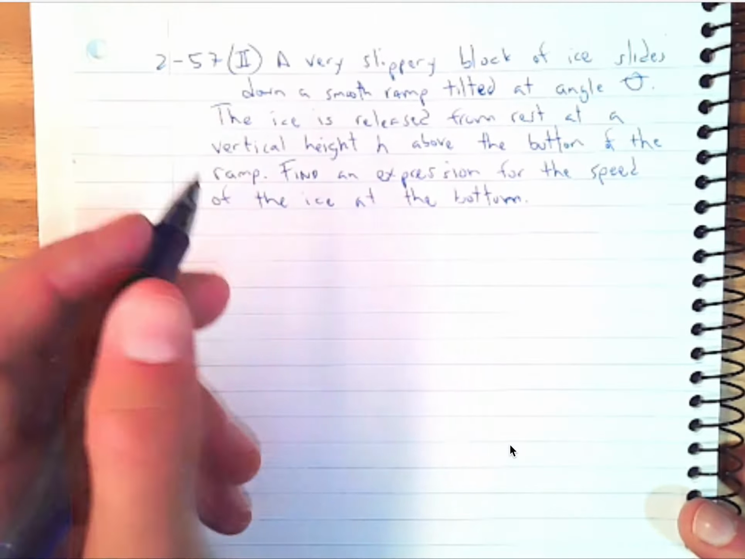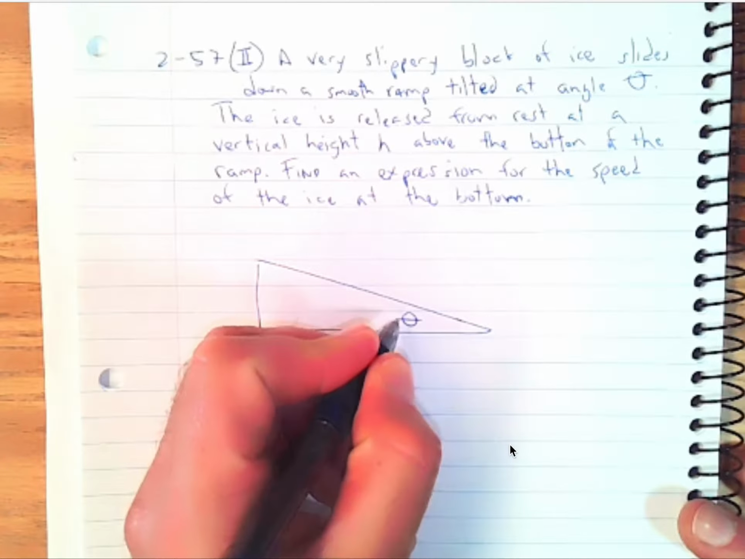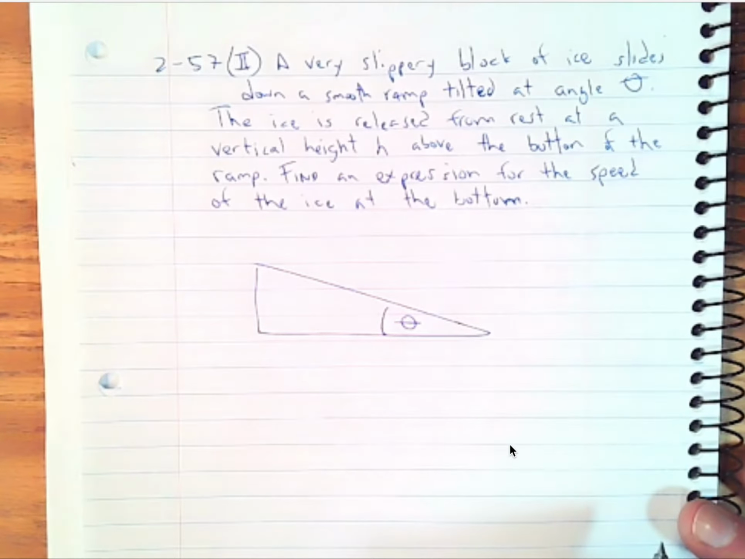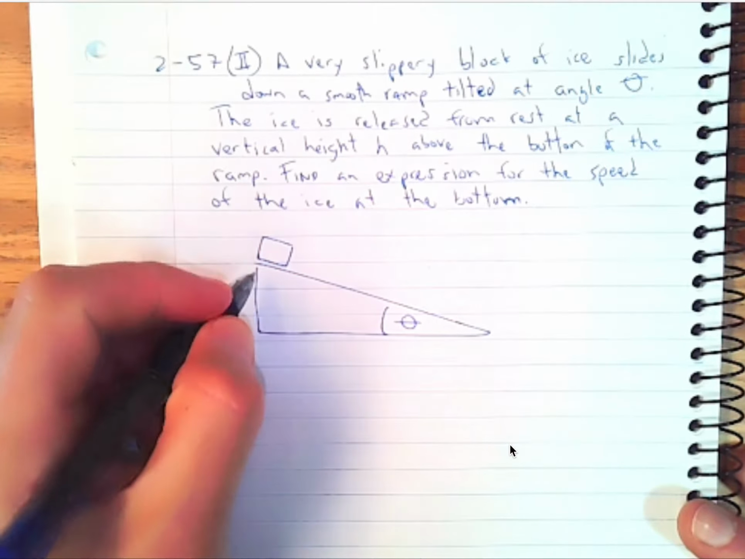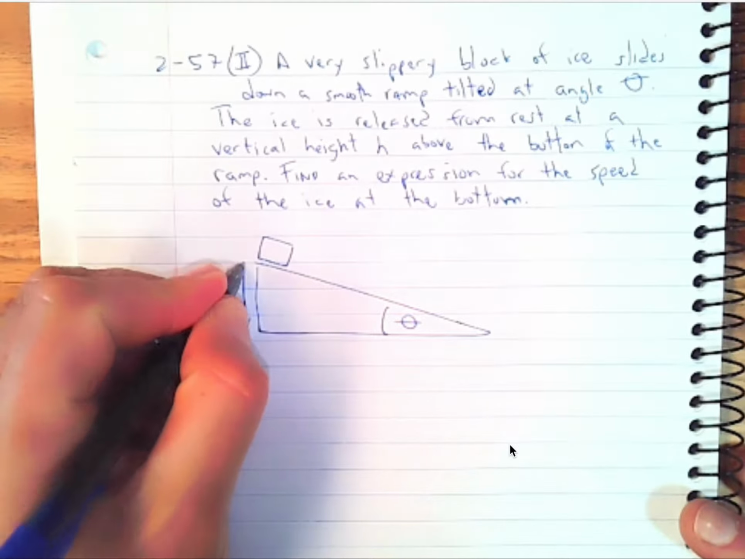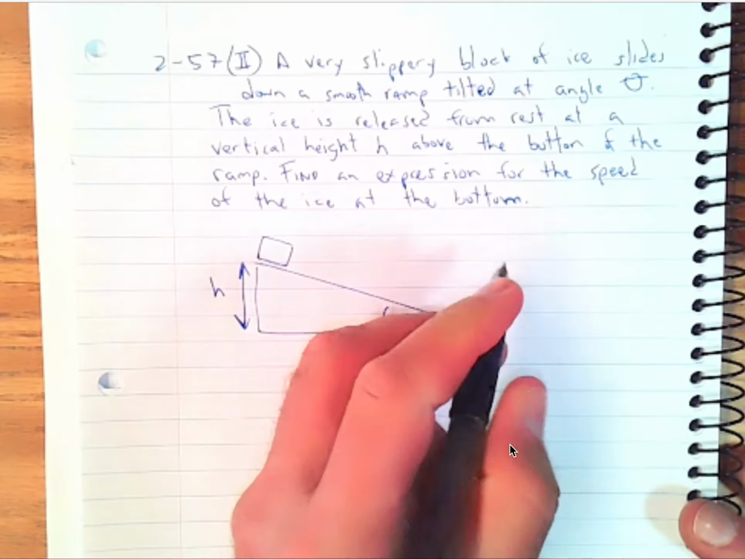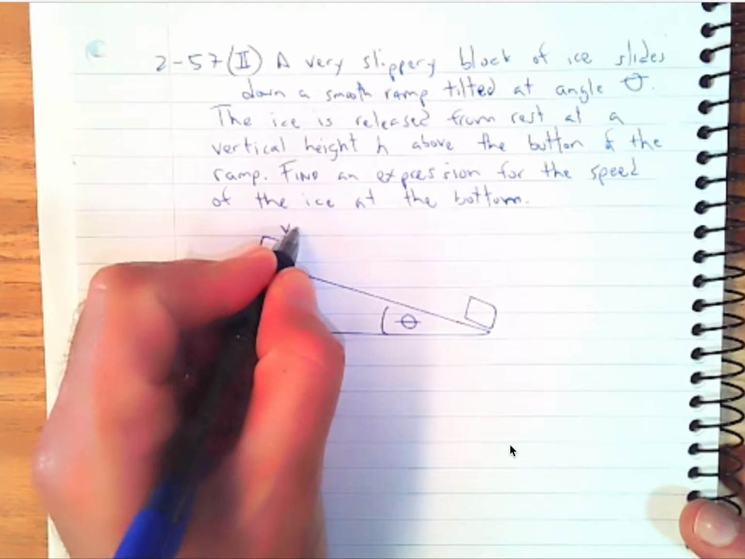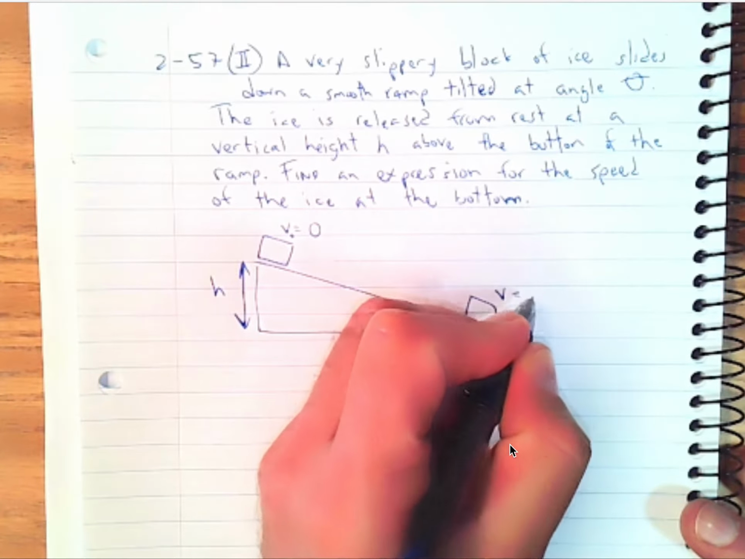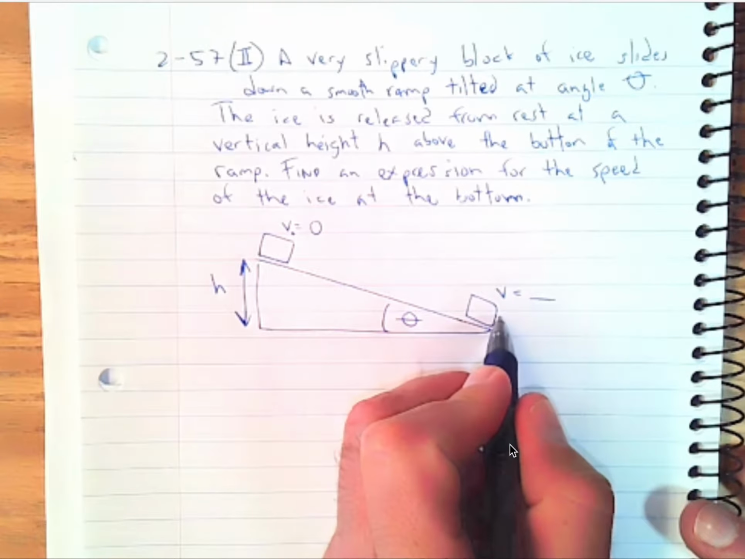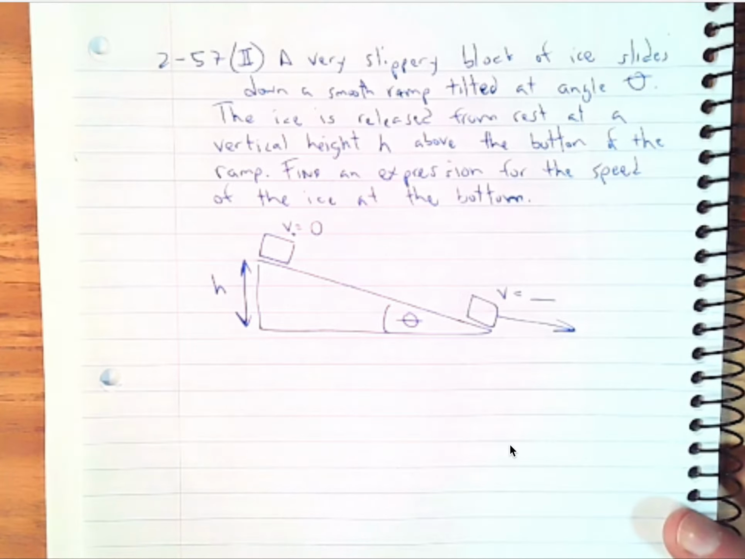All right, so here's our problem, and we need to draw a picture. We've got a very slippery slope, which means that its friction is 0, with an angle theta, and there's a block of ice, and it slides down from a vertical height h to the bottom of the ramp. It starts from rest, so V initial, or V naught, is equal to 0, and we want to know what V is at the bottom of the ramp. And we need to find an expression for that.